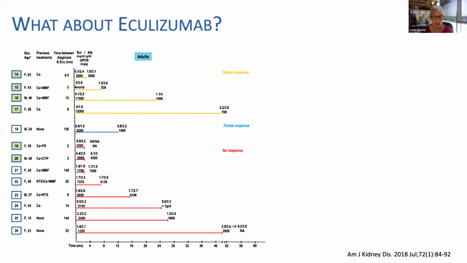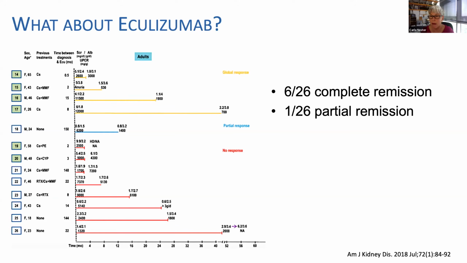So what about eculizumab? I know this is a little bit of a busy slide, so I'm just going to share with you: if you're in the yellow on this slide, you are a complete responder. Blue is a partial responder, and red is no response. This group is 26 patients. I've only presented you the adult patients here. The first 13 were children. Six of the 26 went into remission with eculizumab. One was a partial remission.